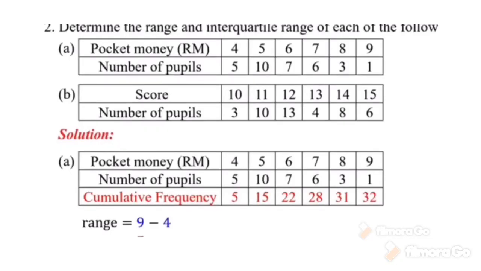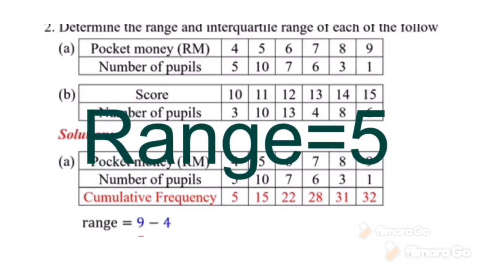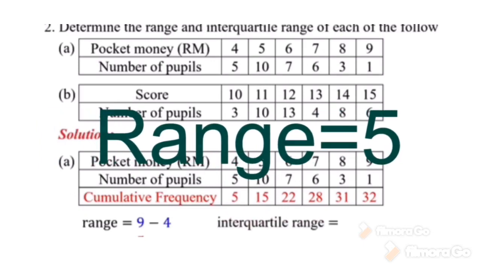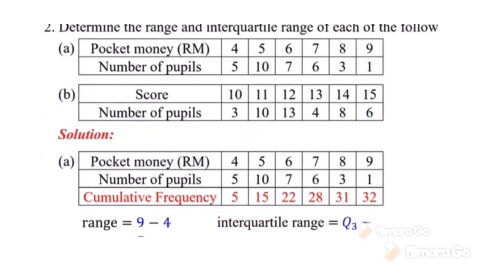Now let's discuss question 2. First you need to find the range of the students' pocket money. First of all, you form the cumulative frequency. Then you find the maximum pocket money minus the minimum, that is 9 minus 4. So the answer is 5. The interquartile range is given by the formula Q3 minus Q1, the third quartile minus the first quartile.